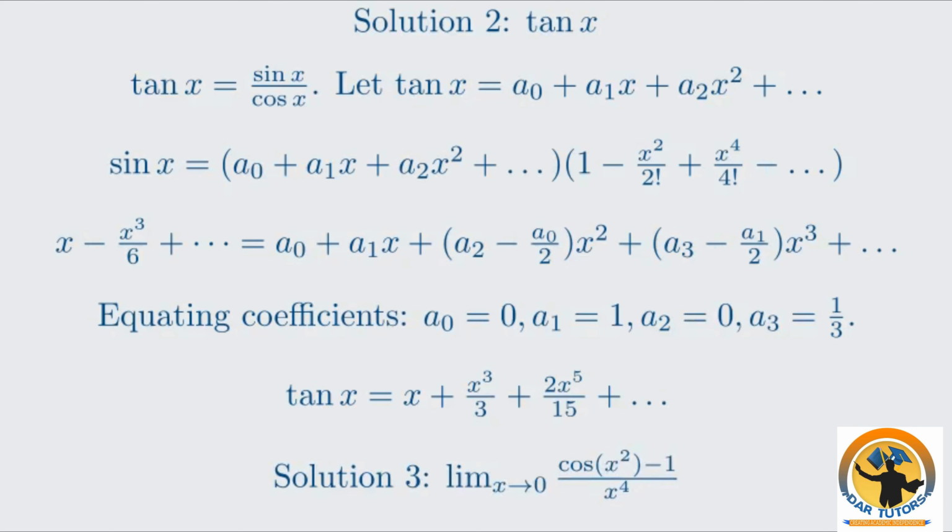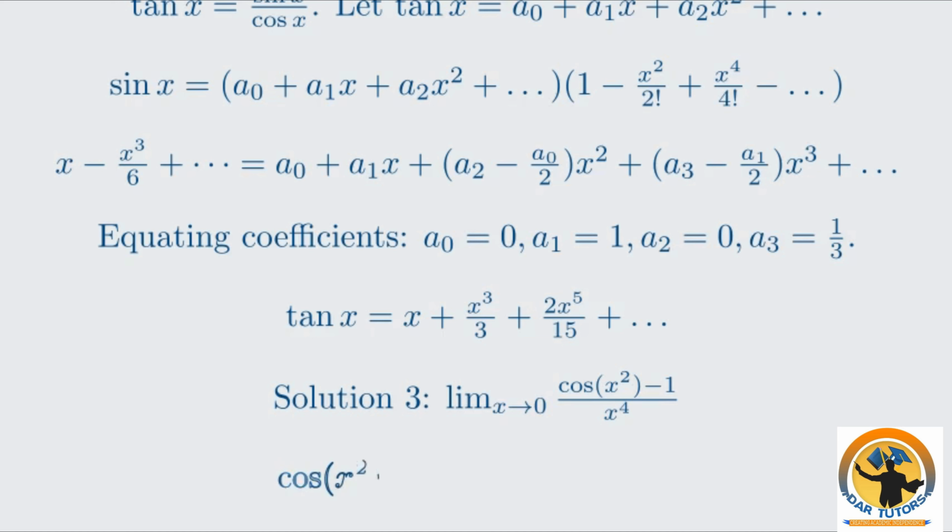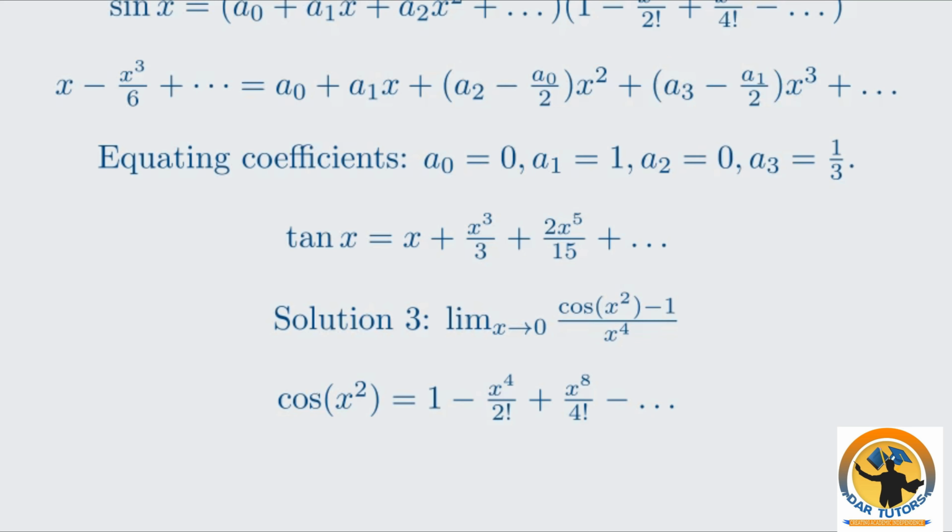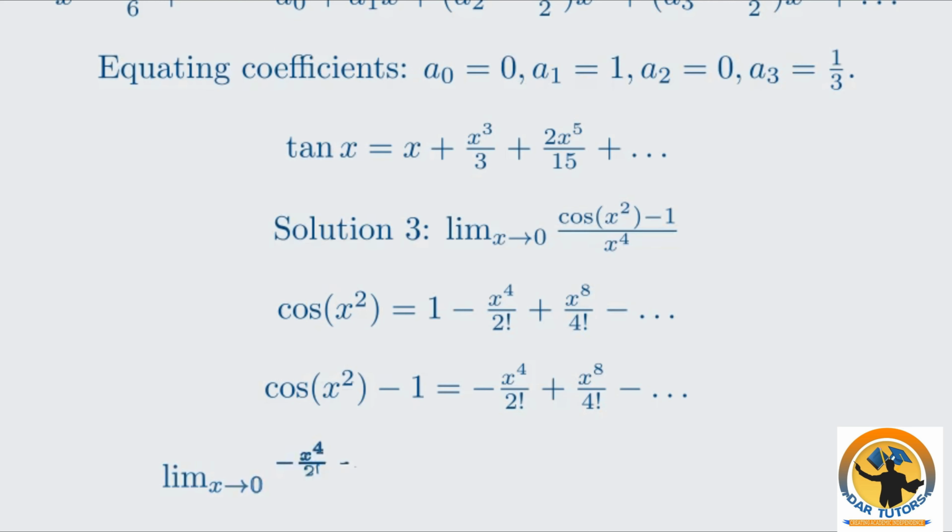For question 3, we use series for the limit. The series for cos of x squared is 1 minus x to the 4th over 2 factorial plus higher order terms. Subtracting 1 gives negative x to the fourth over 2 factorial. Dividing by x to the fourth and taking the limit as x approaches 0, we get negative 1/2.